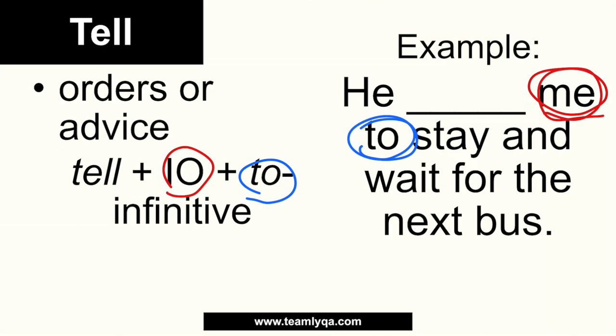So, sa case na ito, you can now say, he told me. Nag-uutos ka eh, di ba? Order and or advice. So, he told me to stay and wait for the boss. Okay? Hindi pwedeng he said me to stay and wait for the boss. Okay? Now, kung sinabi niya, he said to me, tapos nag-quote siya, he said to me, tapos beginning ng quote, stay and wait for the boss, yun. Pwede na yun sa said.